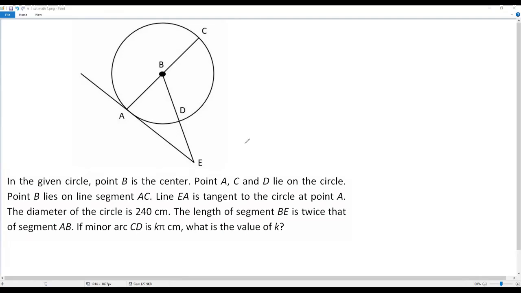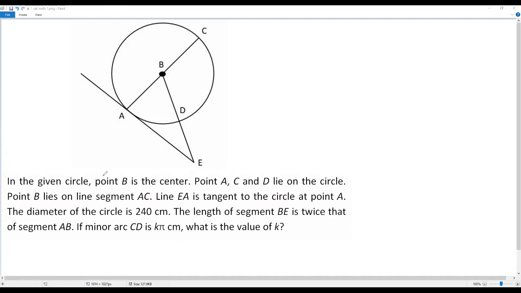In the given circle, point B is the center. Points A, C, and D lie on the circle. Point B lies on line segment AC. Line EA is tangent to the circle at point A. The diameter of the circle is 240 centimeters. The length of segment BE is twice that of segment AB. If minor arc CD is K pi centimeters, what is the value of K?